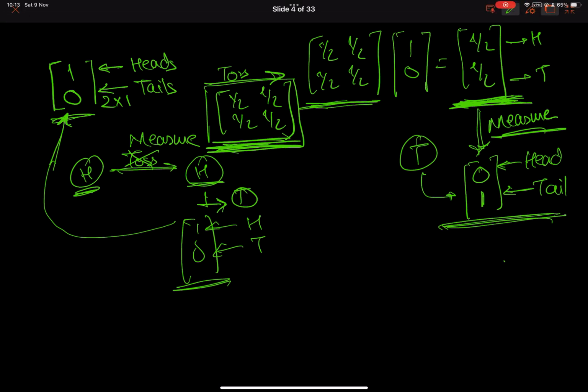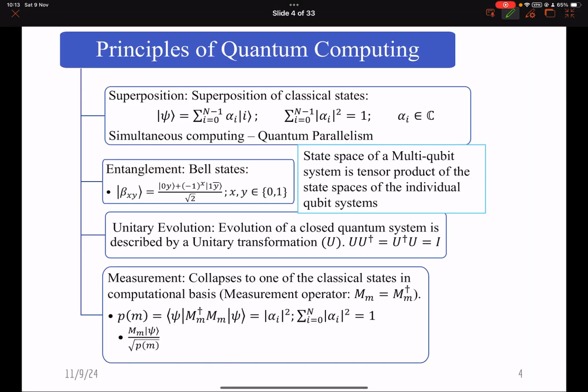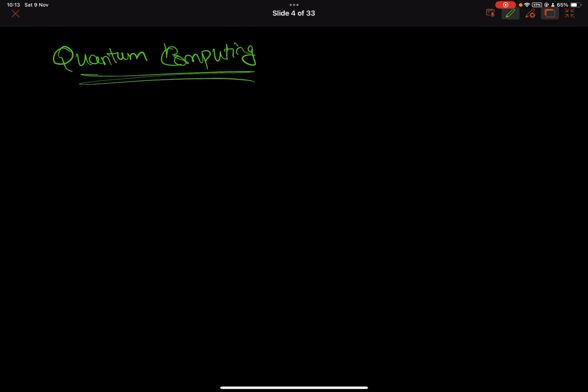Now let us see the quantum equivalent of it. What happens in the case of quantum computing? Suppose I have these same kind of things. Let us see what happens in the case of quantum computing. So the same is what we are seeing with quantum computing.